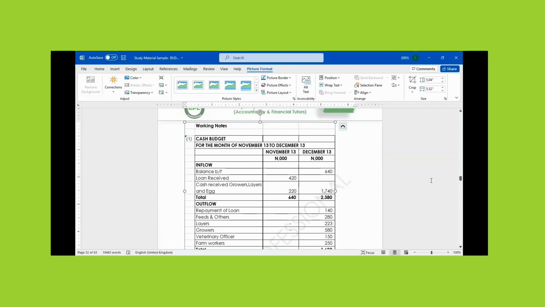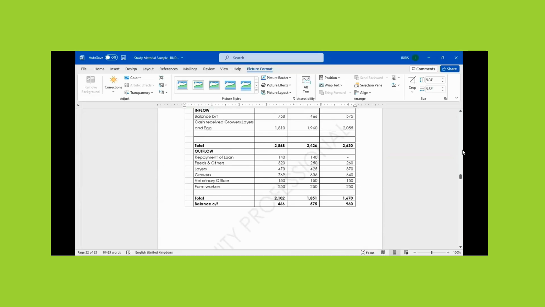The one of January, we go to our cash budget straight, under the outflow, feed and others. How much is feed and others for January? 320. We put it because it's immediate. The one of February, 250. We put it there because it's immediate. The one of March, 260. We put it there because it's immediate. We have done with feed and others.